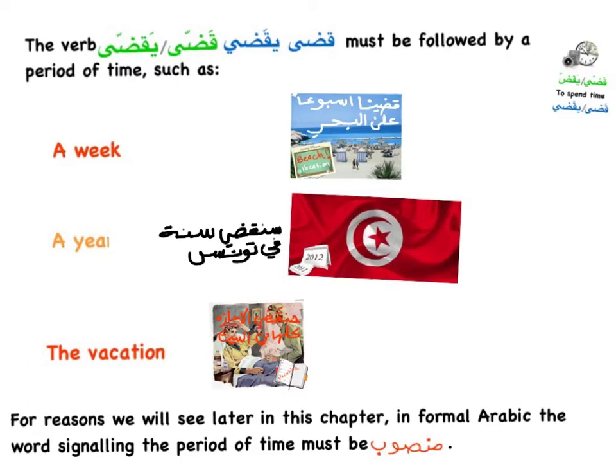And another thing that you should know is that the word signaling the period, like vacation, year, week, أسبوع, سنة, الأجازة, must be منصوب. Just trust me for now, and you will see why later in this chapter. And for those of you who for some reason forgot what mansub is, that fatha at the end of the word. You have it when a word is like مفعول به. مفعول به is mansub.